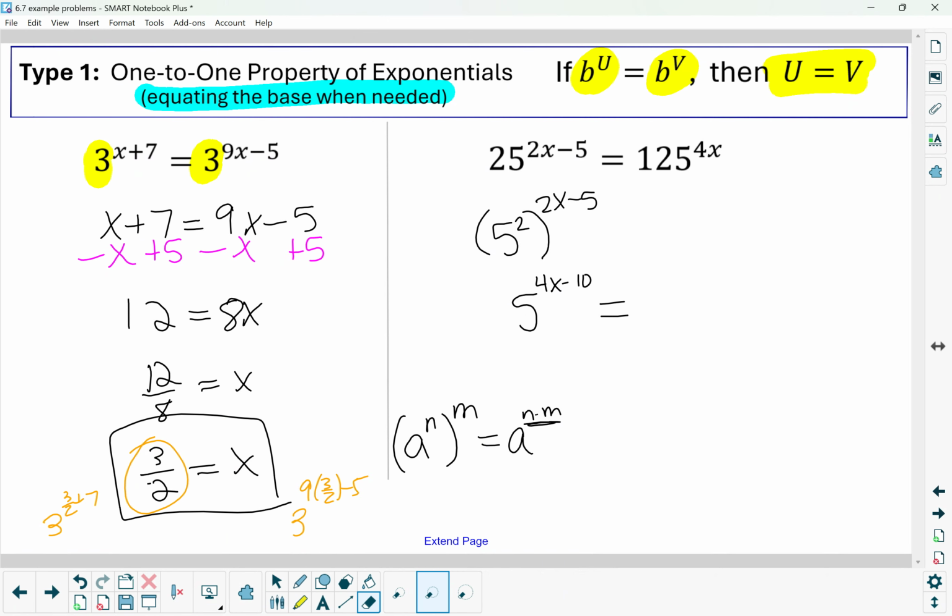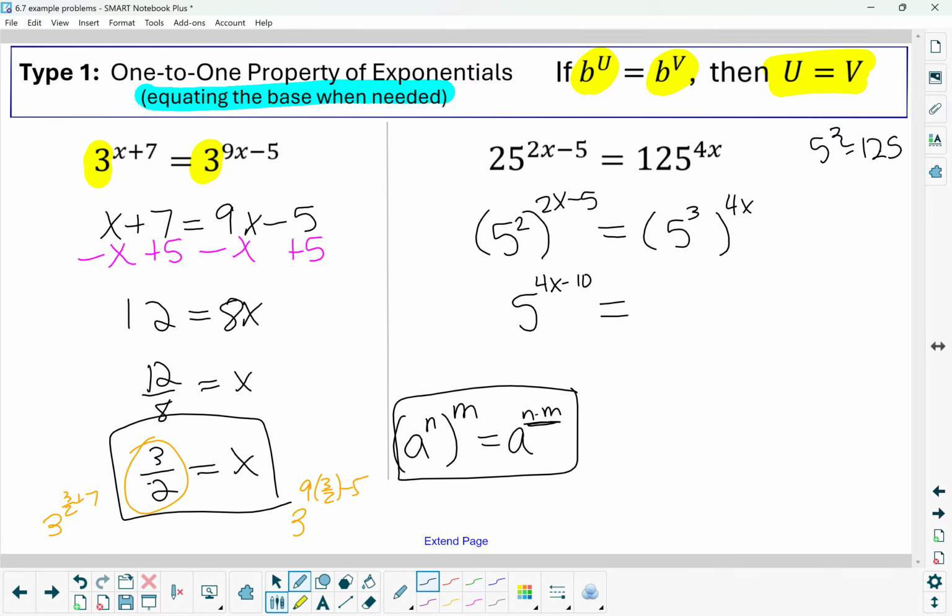And now we want to do something similar on the other side of the equation. Instead of writing the number 125, we want to think about a way to write that using base 5. Well, it just so happens that 5 to the third power is 125. So we're going to replace that 125 with a 5 to the power 3. And again, then we can apply our exponent rule.